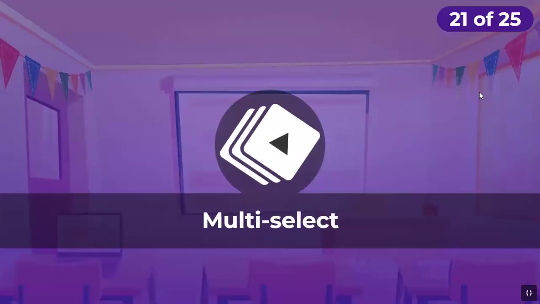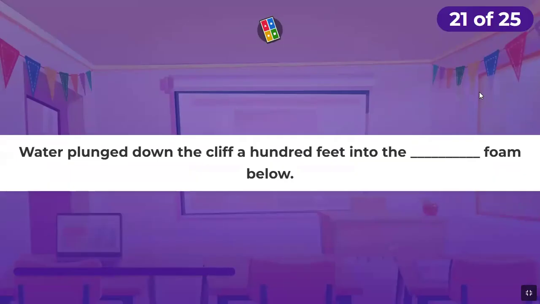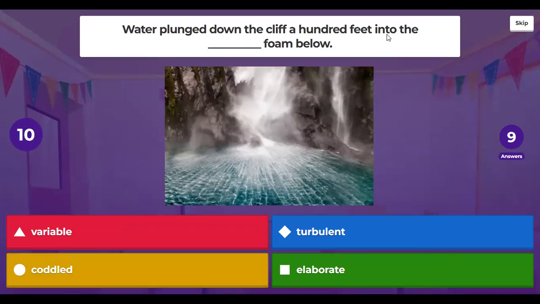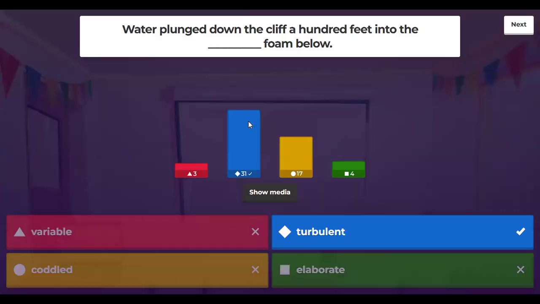Oh boy. Multi-select. Water plunged down the cliff a few hundred feet into the blank foam below. We have to pick multiple answers? I don't know. It just said we have to pick 2 answers.